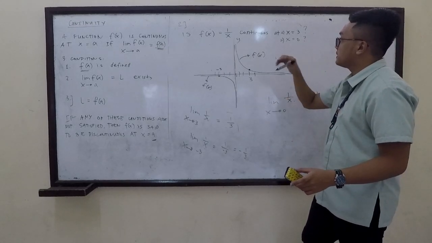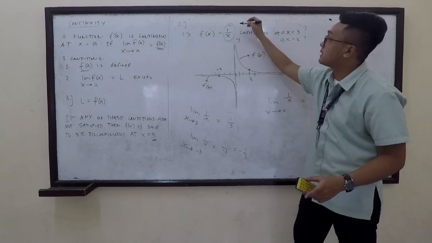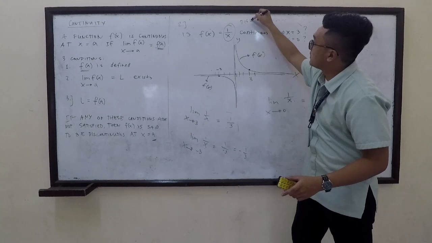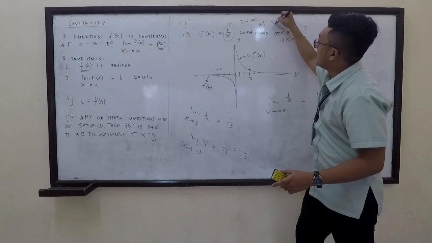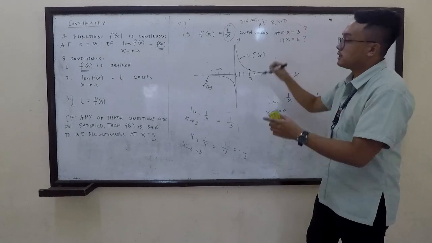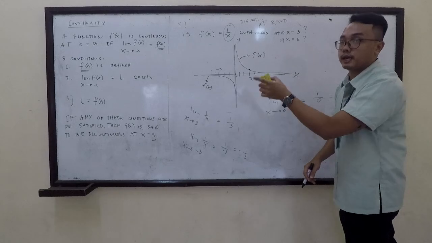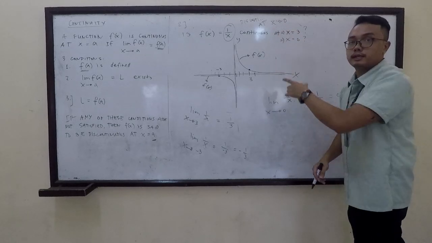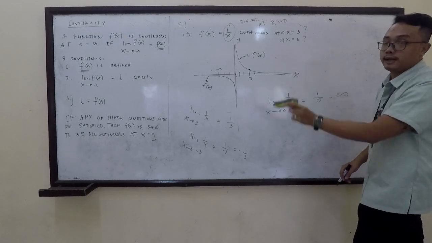Side note: this function is discontinuous only at x equals 0. Any other number which is not 0, it is continuous. Only at x equals 0 is it discontinuous, meaning the function is not hit there.